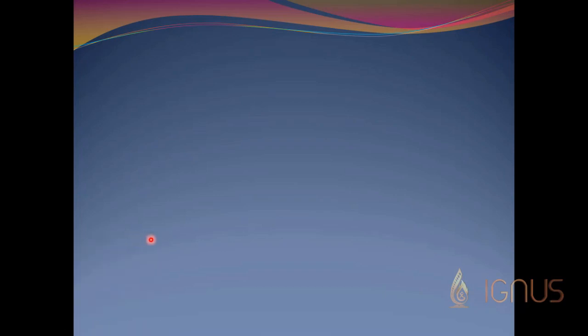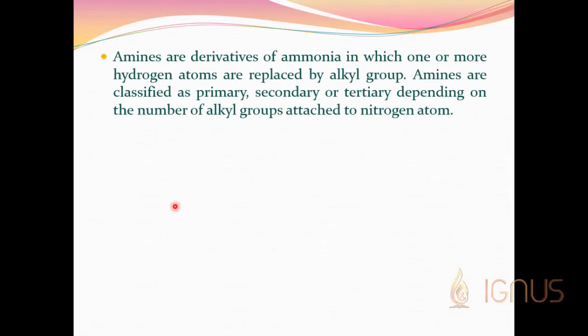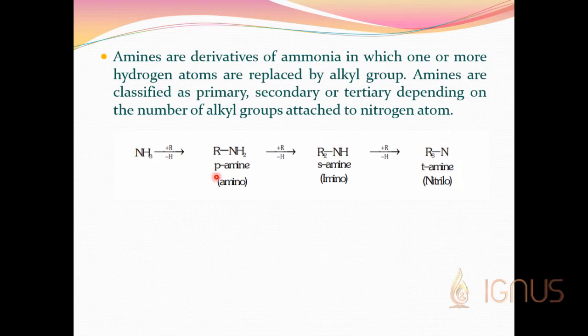In the present chapter, you will be studying about amines. Amines are the derivatives of ammonia in which one or more hydrogen atoms are replaced by alkyl groups, and amines are classified as primary, secondary, tertiary and quaternary. You can see these are the derivatives of ammonia because we can get the amines from ammonia. That's why we call it a derivative of ammonia.